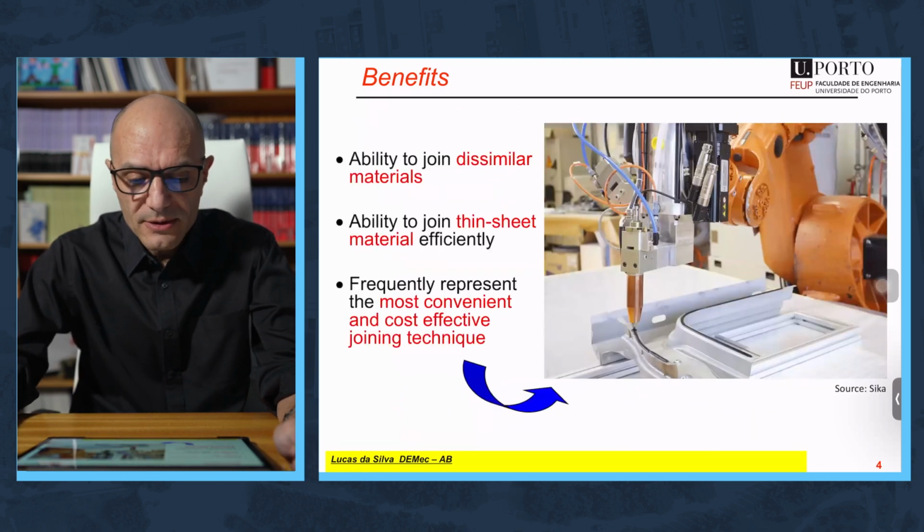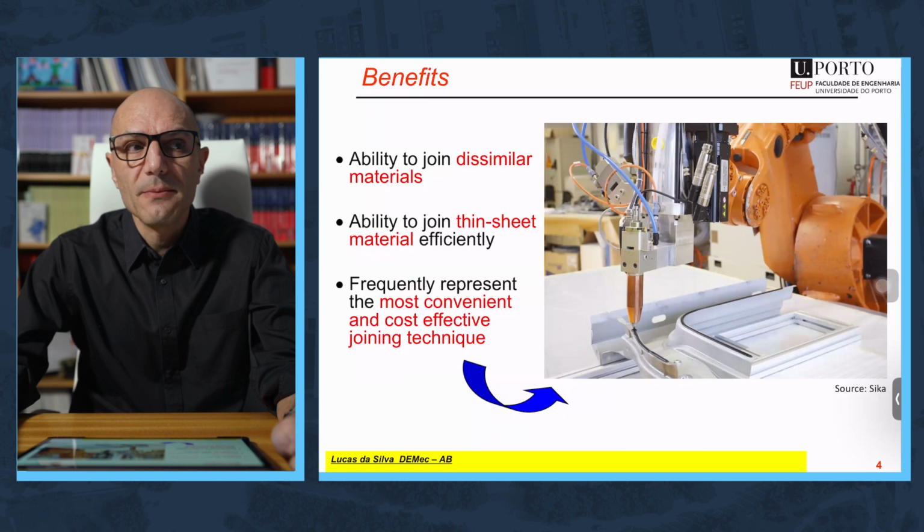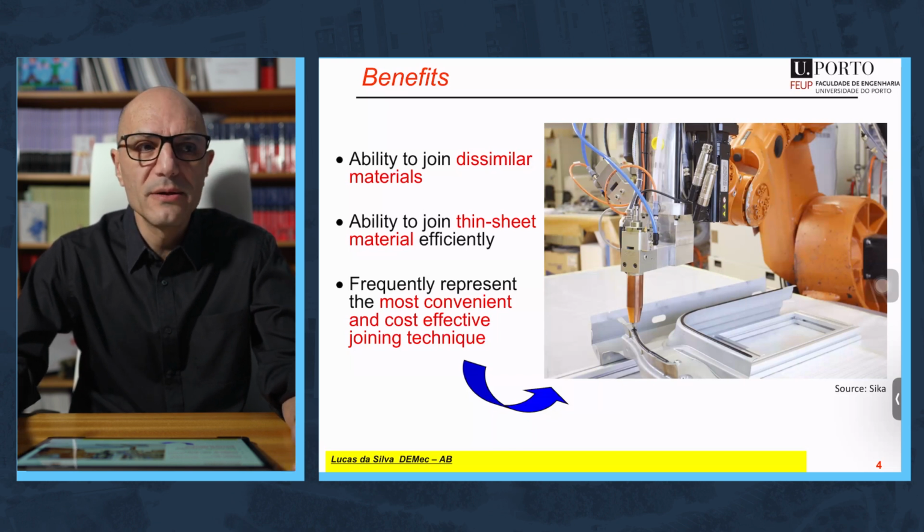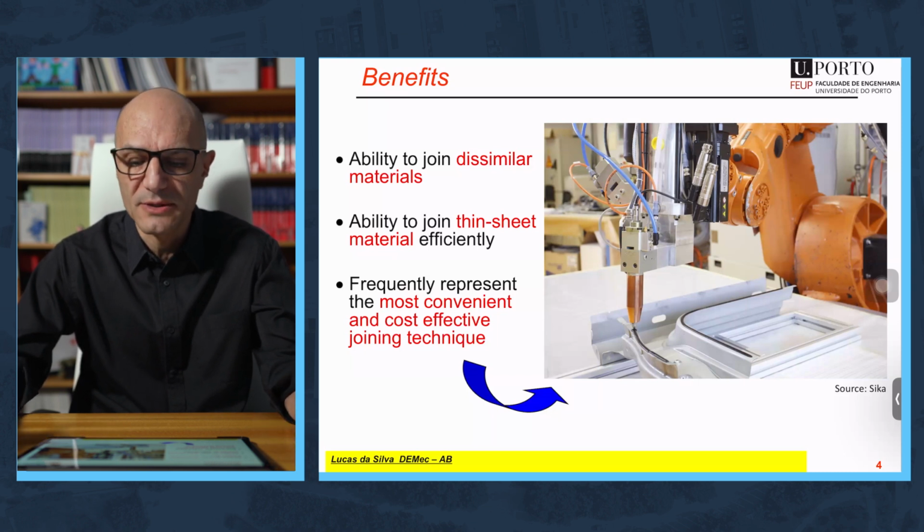Then you can join dissimilar materials. You can't do that with all the joining technologies. For example, with welding, you cannot weld aluminium with a plastic. It's impossible. But you can adhesively join a metal with a plastic or with a composite. Very, very easy.